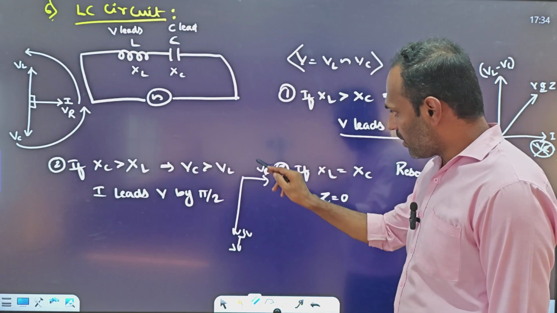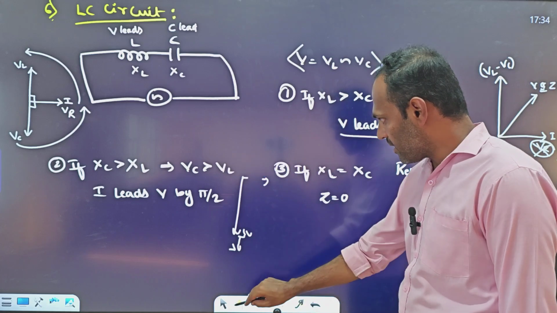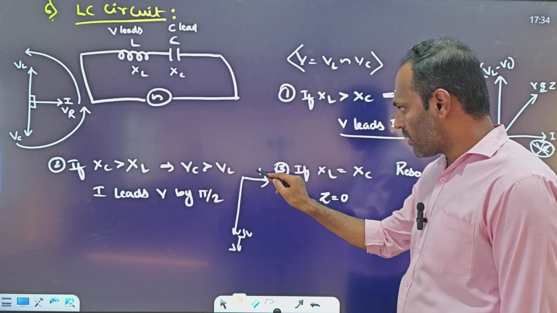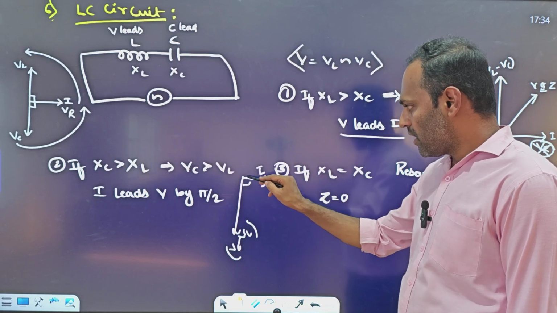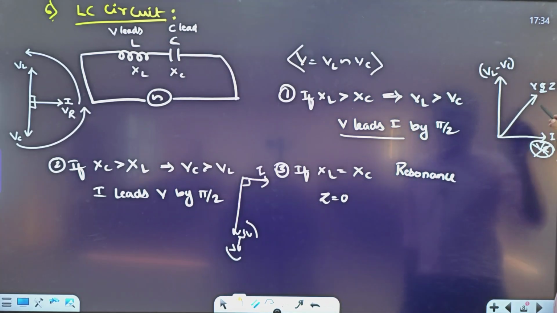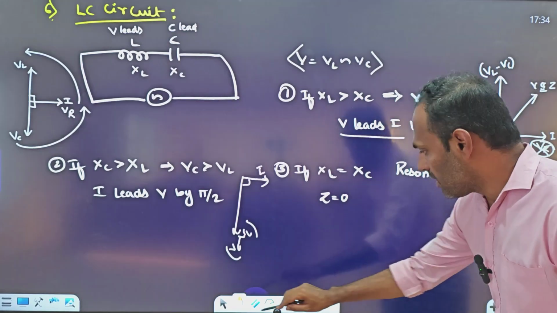In that place, we have to take directly current. There we have to take directly current. Right? We have to take current. So this is current and this is resultant voltage VC minus VL. How much is the phase difference? 90 degree.